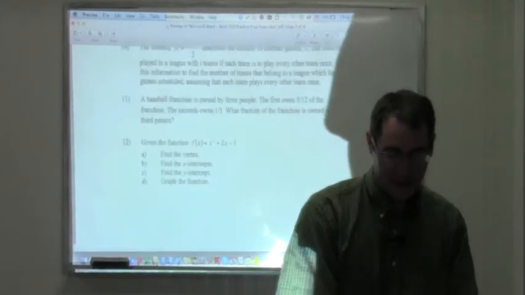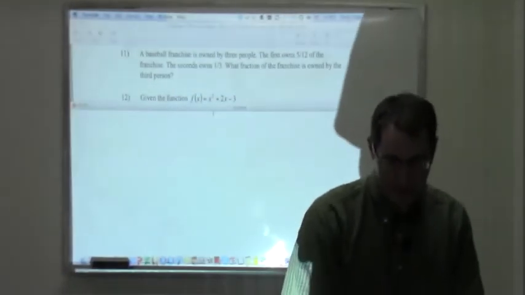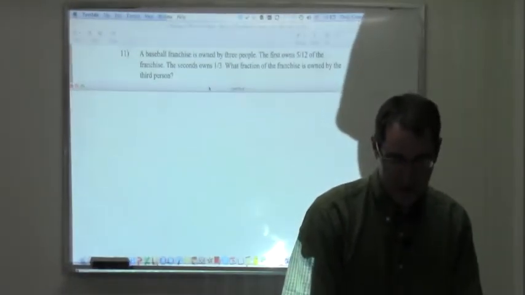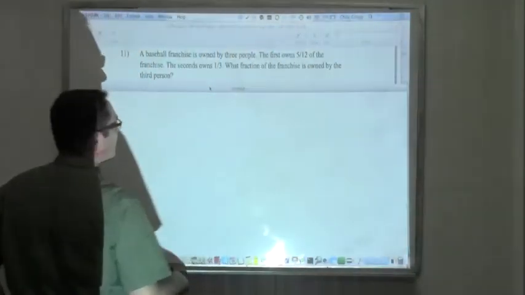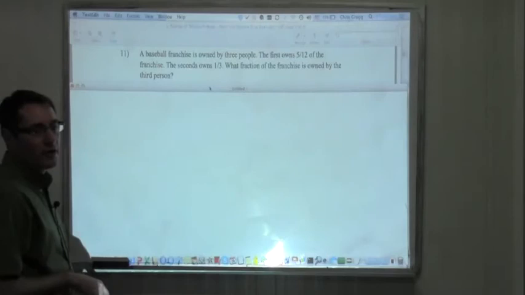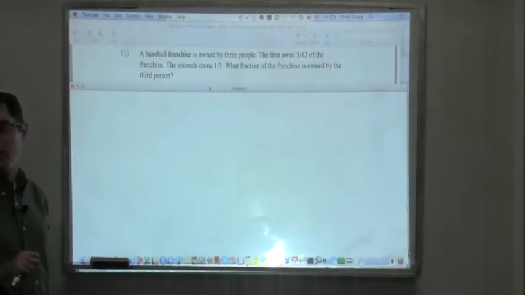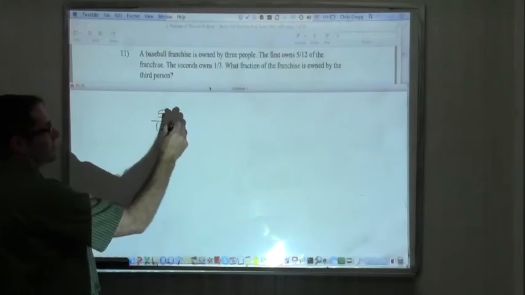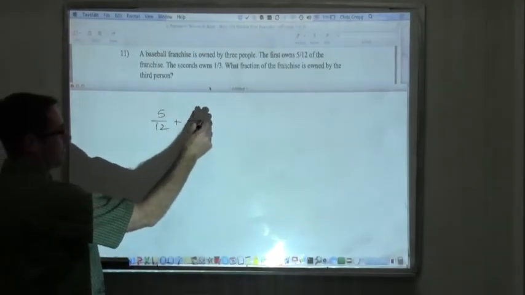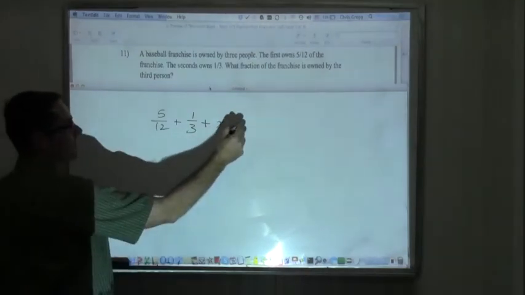Okay, we did that. Ooh, this is an interesting one. A baseball franchise is owned by 3 people. The first owns 5/12 of the franchise. The second owns 1/3. How much is left? Well, what's the total in fraction form of a team? One team. So don't you have 5/12 plus 1/3 plus some other amount for the other person equals 1?